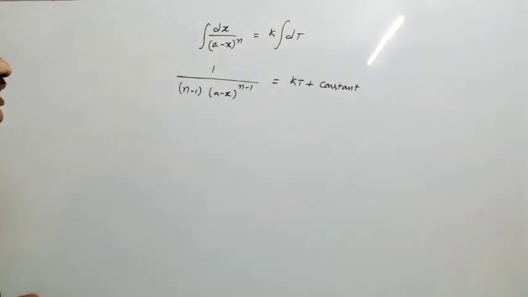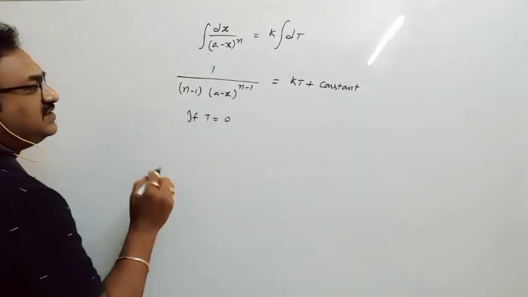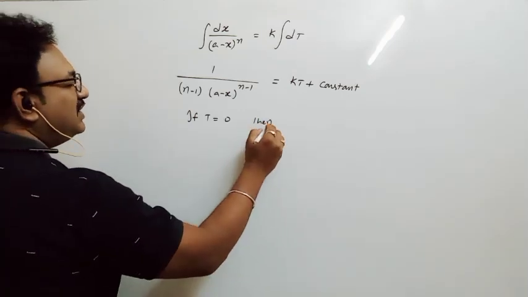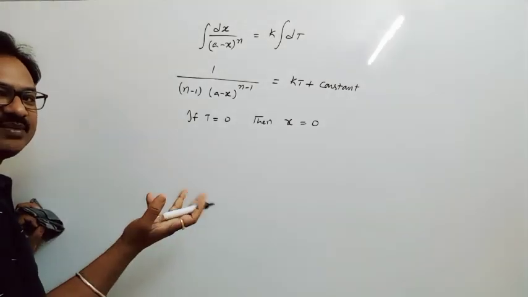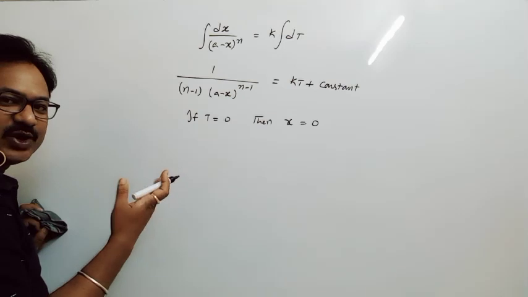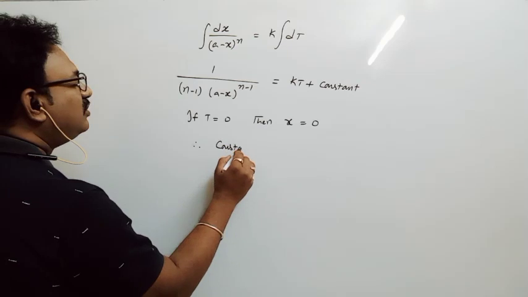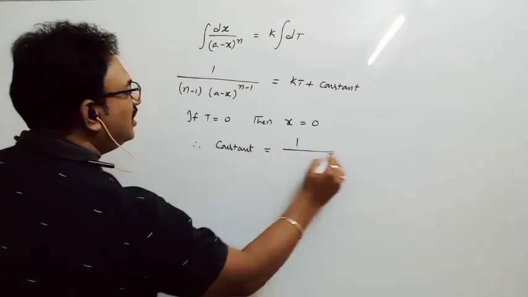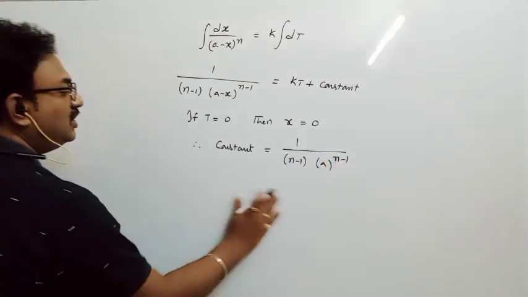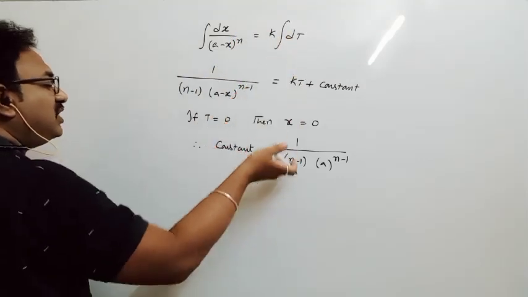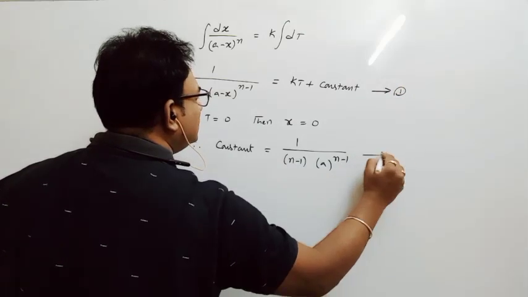Now listen. If t is equal to 0, then x is equal to 0. There is no product at all. t equal to 0 means the initial state. If t equal to 0, there is no product, so x is equal to 0. Therefore, the constant is equal to 1 by (n minus 1) into a power (n minus 1). So put this constant value in this equation. Otherwise, make this one as equation 1 and this one as equation 2.